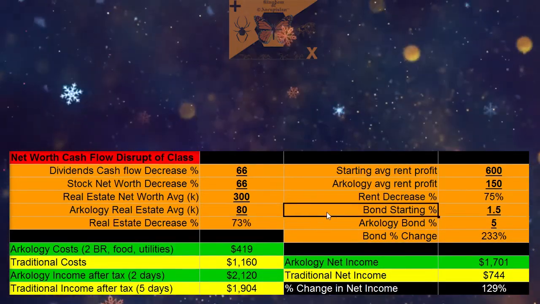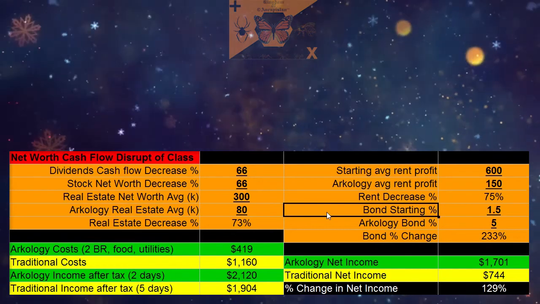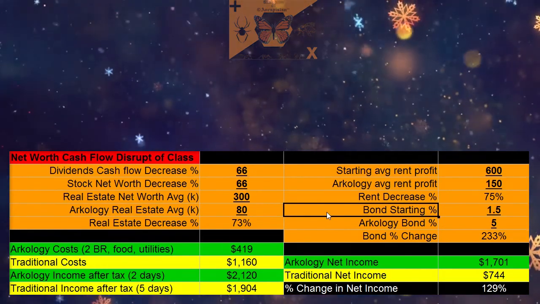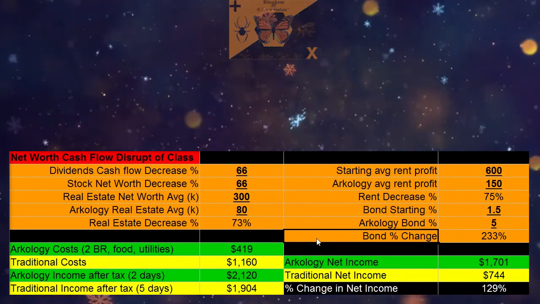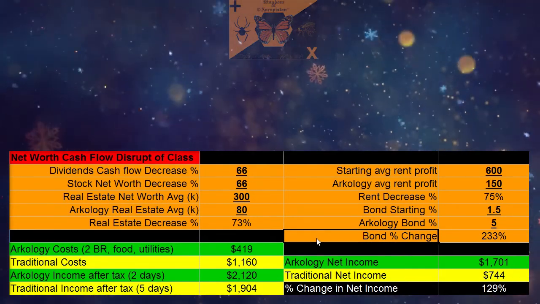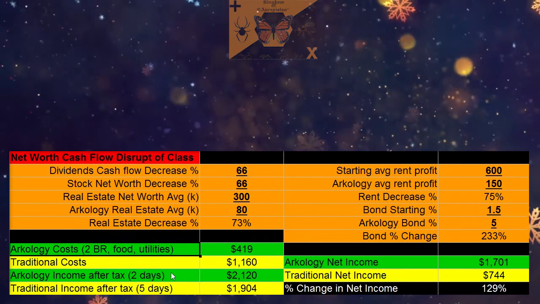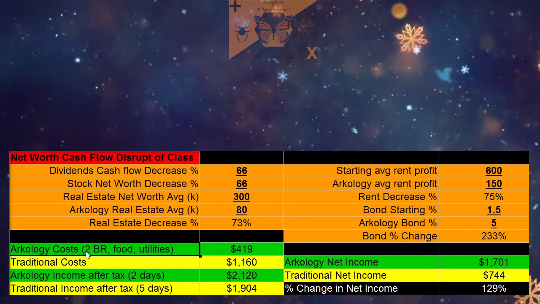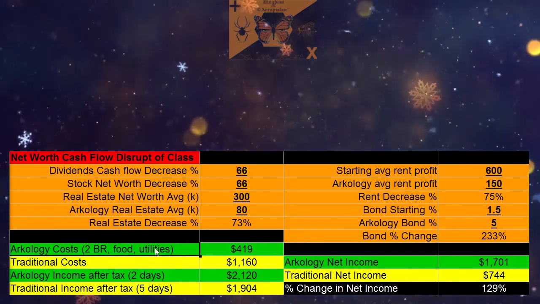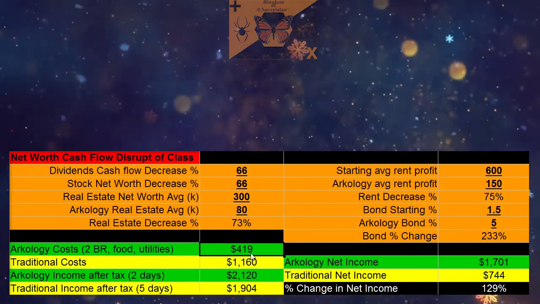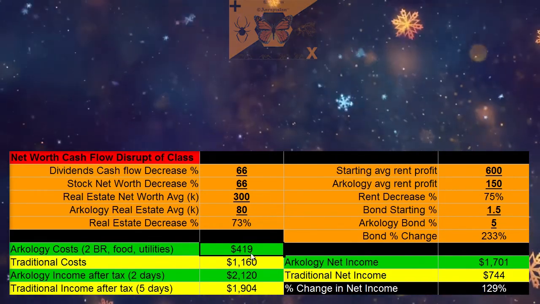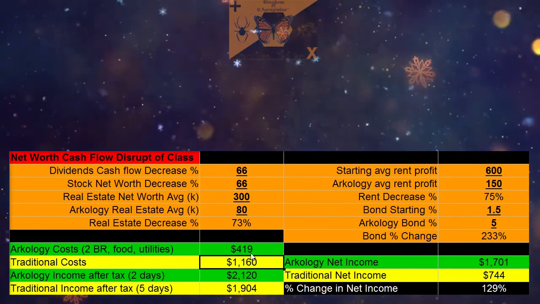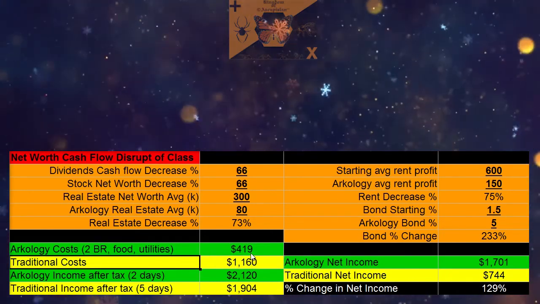So now we are looking at working class numbers, the proletariat, the lower classes, the salt of the earth. I've done these numbers before, but I'm going to show you them again for these purposes. So this is your Arkology monthly costs for a cheap 2-bedroom, food and utilities, about $420 a month. This is almost exactly your UBI. That was not an accident, believe it or not. Actually, maybe it was on purpose.